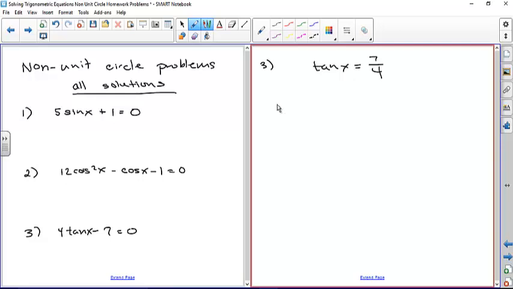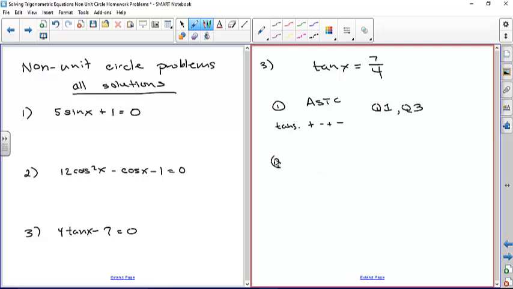Okay, step 1. Which quadrant? All students take calculus. This is the tangent. Positive in the first quadrant, positive in the third quadrant, negative in the second and fourth quadrants. So because this is positive, it's going to have a first quadrant and a third quadrant solution.